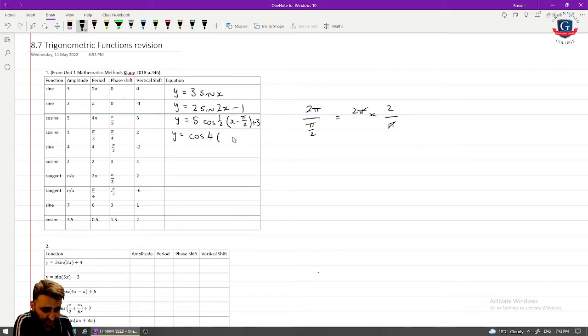Then what have we got next? Pi on 4. So x take pi on 4 plus the vertical shift is 2. So far so good.